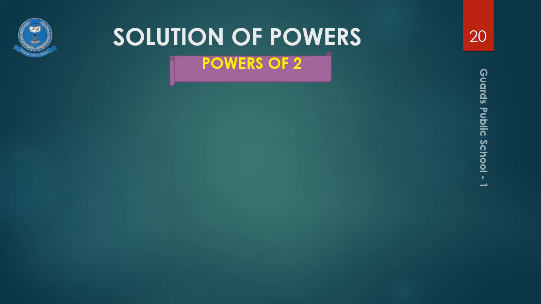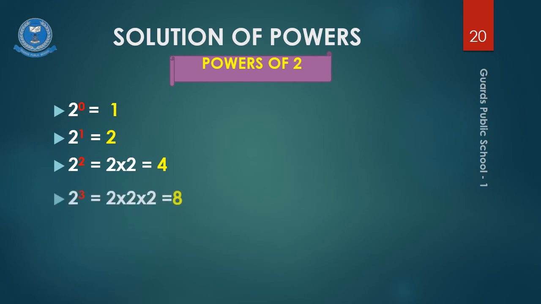Let's start with 2 with power 0. As I have told you before, any number with power 0 is always equal to 1. So 2 with power 0 is equal to 1. Next, 2 with power 1 is equal to 2. Now 2 with power 2 means the multiplication of 2 with itself 2 times, so that gives you 4.